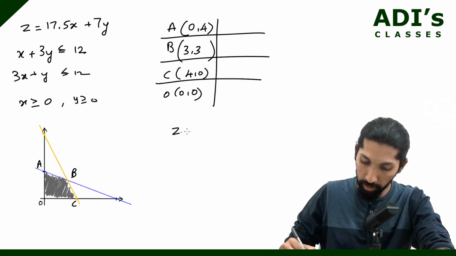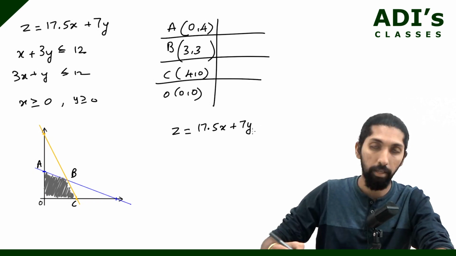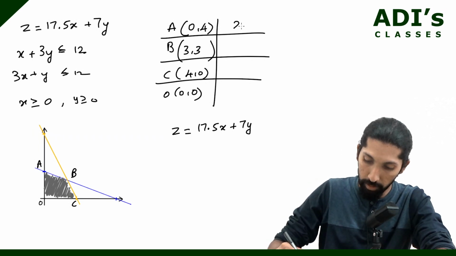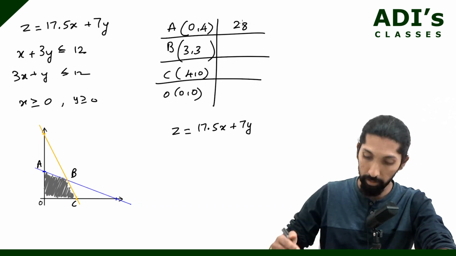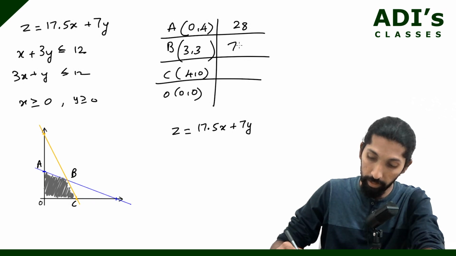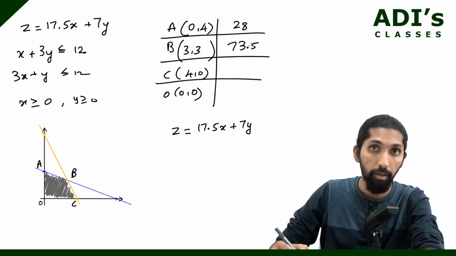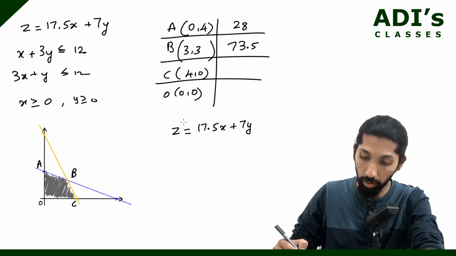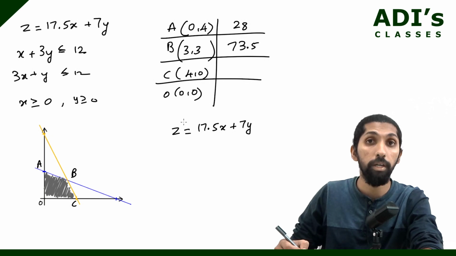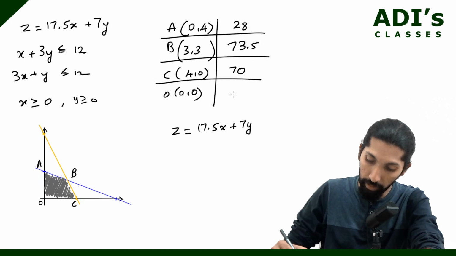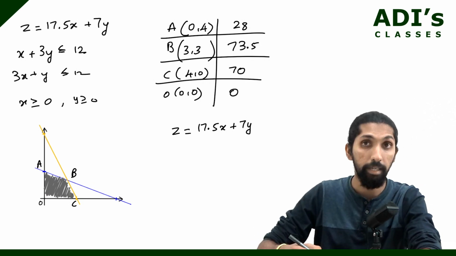What is my Z function? 17.5 into X plus 7Y. We are trying to maximize, right? The first one is going to give us 28, because 0, right? The second one, 3, 3, will give us 73.5. Then the next one is going to be 4, 0, correct? So 4 into 17.5 gives us 70. Next one is 0, right?